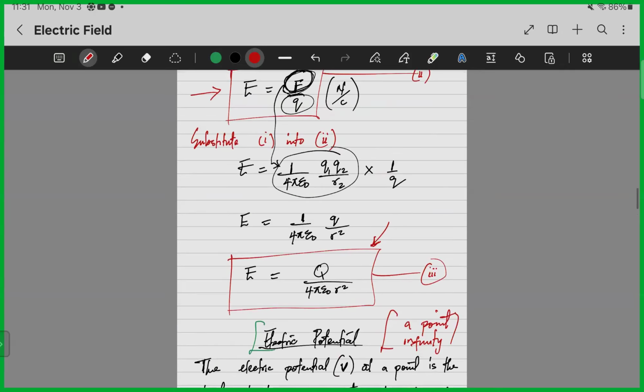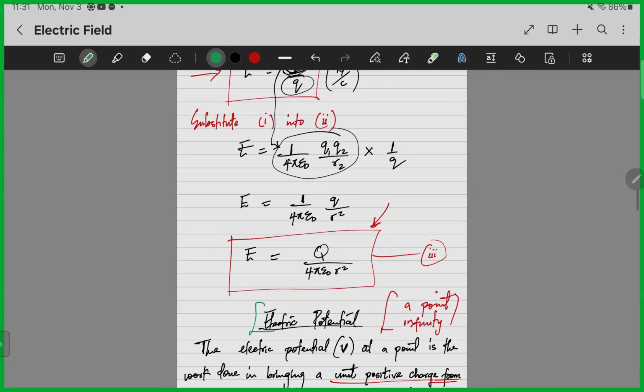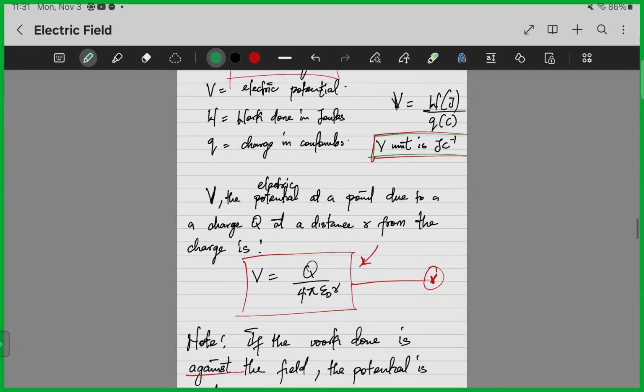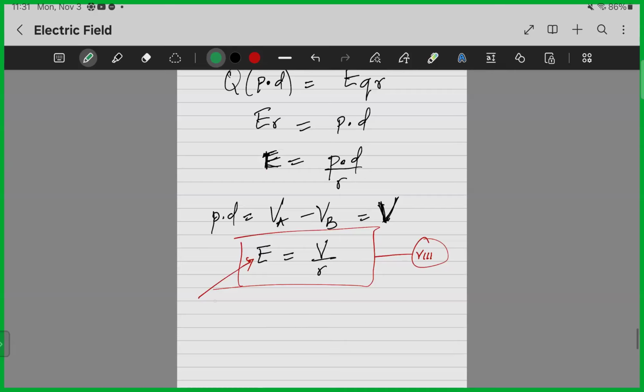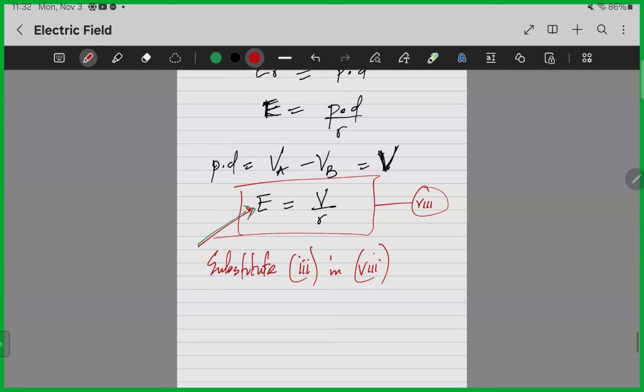So I'm going back to equation 3 up above here. You see it? This is where we first established a relationship between E and Q and R. We said it. So I want to use 3 in this particular 8, this Roman figure 8. E is also here. So I'm saying substitute 3 into 8. Or better still, we are equating the right-hand side.